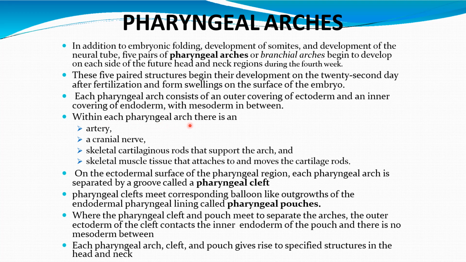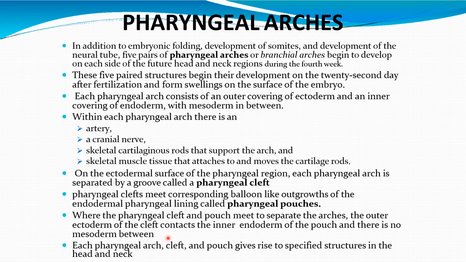Within each pharyngeal arch, there is an artery, a cranial nerve, skeletal cartilaginous rods that support the arch, and skeletal muscle tissue that attaches to and moves the cartilage rods. Then on the ectoderm surface of the pharyngeal region, each pharyngeal arch is separated by a groove called the pharyngeal cleft. Then the pharyngeal clefts meet corresponding balloon-like outgrowths of the endoderm pharyngeal lining called the pharyngeal pouches. This is where the pharyngeal cleft and pouch meet to separate the arches. The outer ectoderm of the cleft contacts the inner endoderm of the pouch, and there is no mesoderm in between.